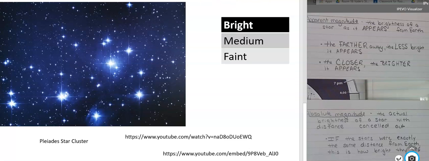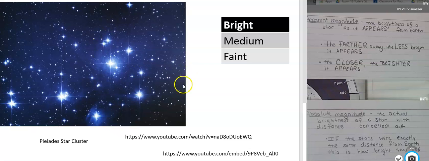Your final picture is right here. Again, bright, medium, and faint stars. This one is actually a named group. This is the Pleiades star cluster. That is all there is to the assignment today.